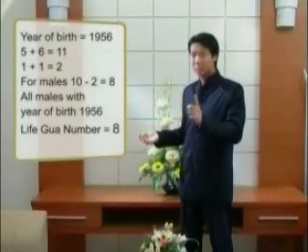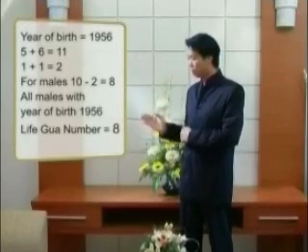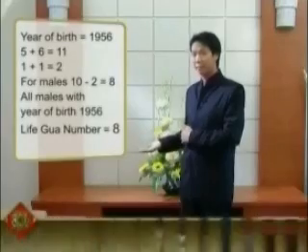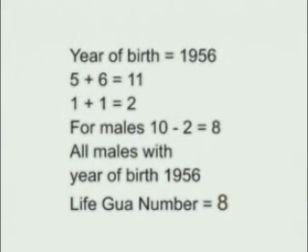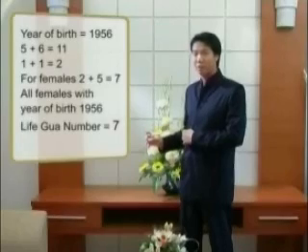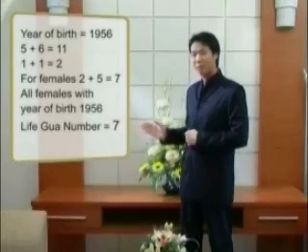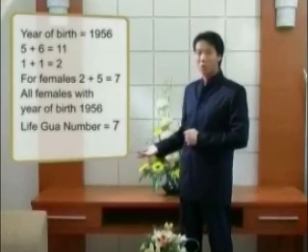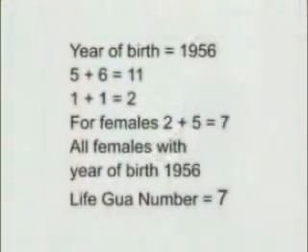Now for males, use 10 minus this number. So here we have 10 minus 2 equals 8. So all males born in the year of 1956, you are gua number 8. And for females, you take the 2 and you add 5. All the numbers here for females, remember, add 5. So number 2, add 5, you get number 7. So all females born in the year 1956, you are gua number 7.